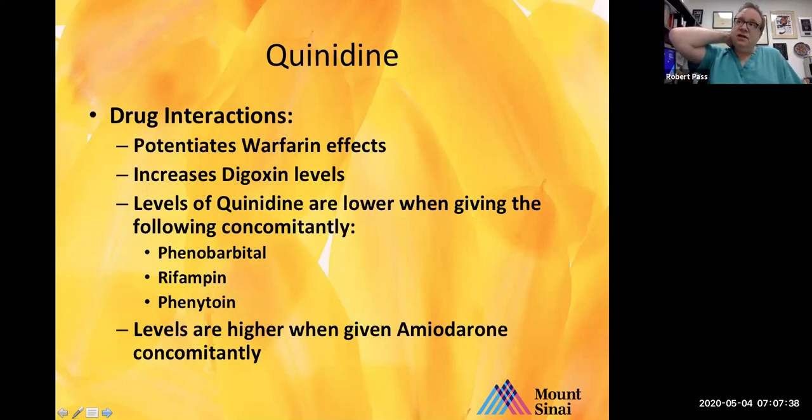So, okay, it interacts with warfarin, potentiating its effect, so you have to reduce the warfarin dose when you're on quinidine. It increases digoxin levels, and quinidine levels are lowered when you're giving the following agents simultaneously, such as phenobarbital, rifampin, and phenytoin, through the cytochrome P450 mechanism. And levels are higher when you're giving amiodarone concomitantly as well.